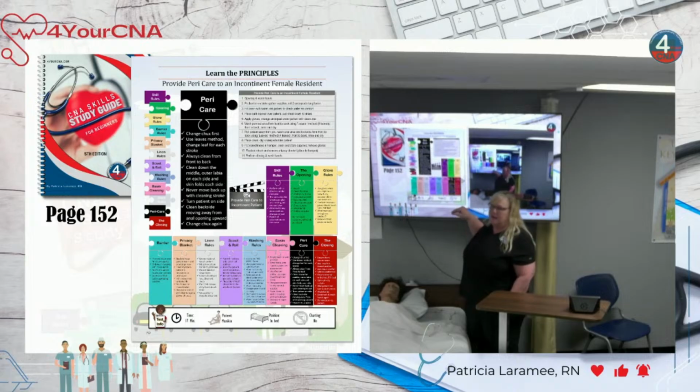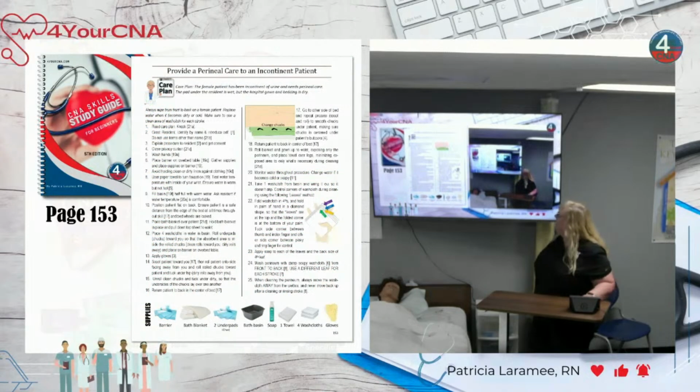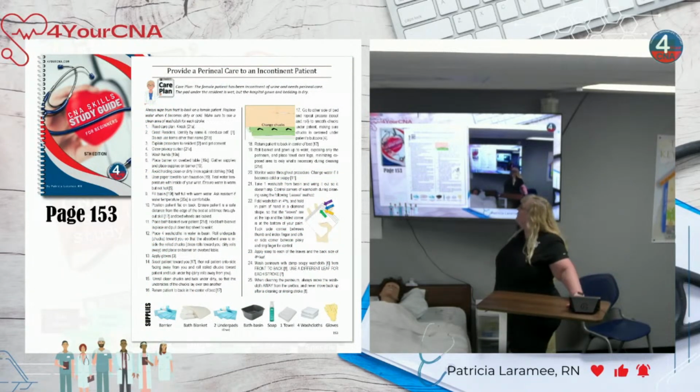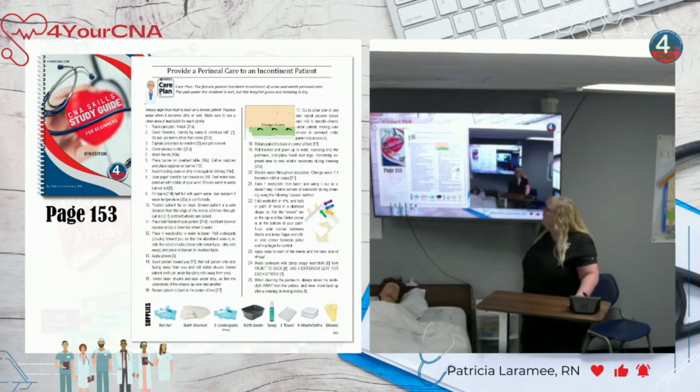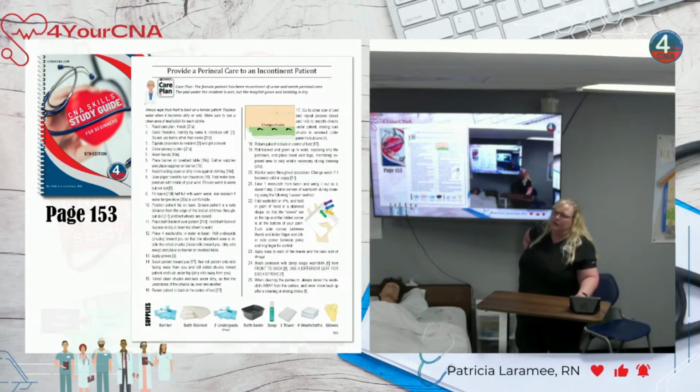This takes a long time. Has a lot of steps involved. They're all spelled out for you here. Test specific information is down here, so you can see this is a mannequin skill. We're going to do this on a mannequin. Care plan at the top of page 153 tells us the female patient has been incontinent of urine and needs pericare. The pad under the resident is wet, but the hospital gown and bedding is dry. That's a miracle. It does not happen like that.